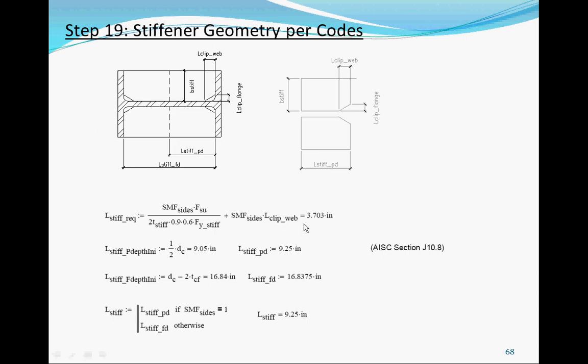Okay. So that's the initial partial depth, initial full depth. If you need to use a full depth stiffener, all it is just full depth. You take the column depth minus the two flanges, that's your depth. Okay, so you're trying to fit it in.